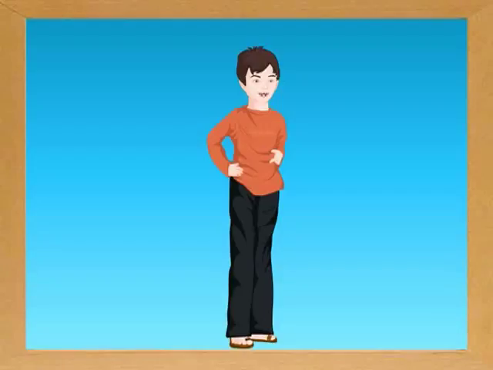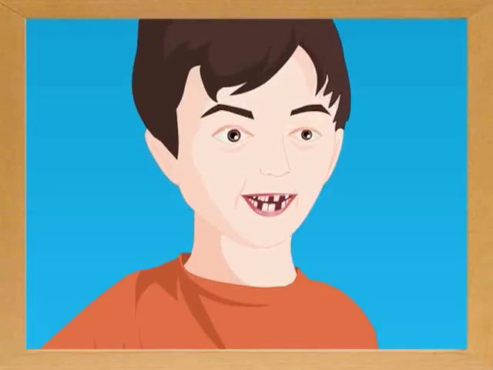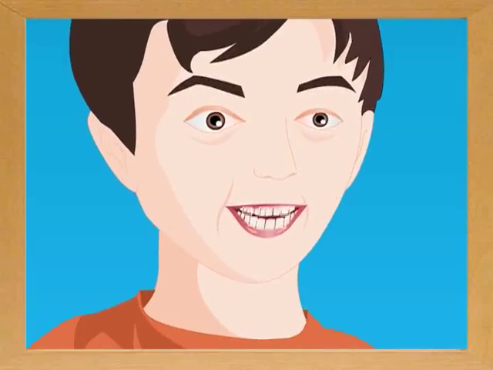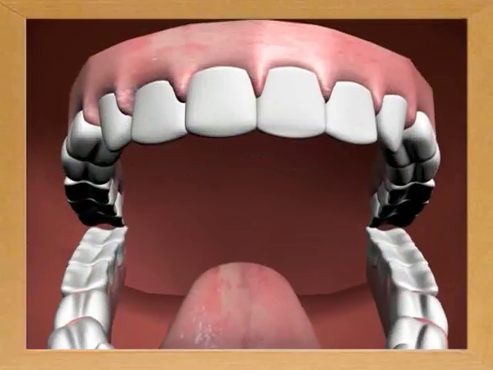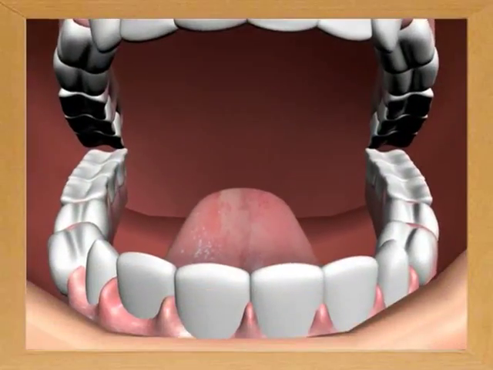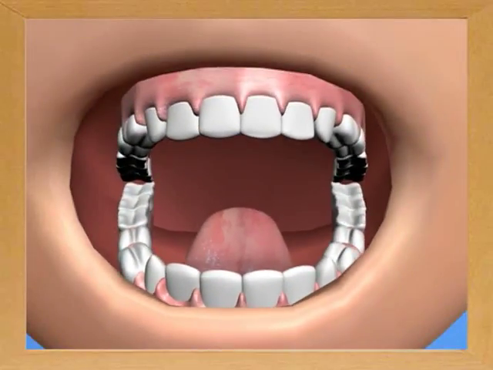When you were a child of 6 years, these milk teeth started to fall and new teeth came in their place. This set of teeth is called permanent teeth. By the time you are 21 years old, you will have 32 permanent teeth. Healthy teeth play a prominent role in our health, so we must take care of them.